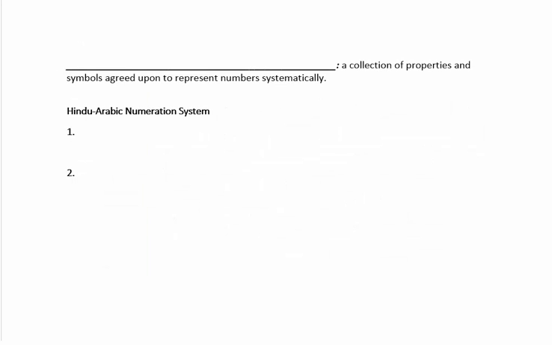Okay, a numeration system, let me write that out. A numeration system is a collection of properties and symbols agreed upon to represent numbers systematically. In other words, the rules that dictate how we document numbers we refer to as a numeration system. That's pretty straightforward. The one that we are the most familiar with is the Hindu-Arabic numeric system.